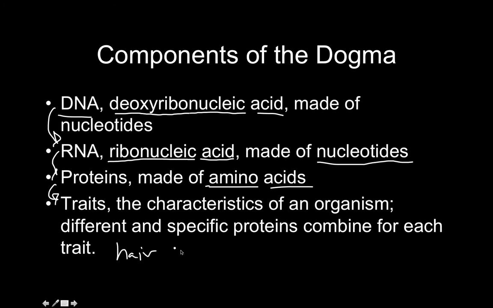So traits are hair color. What's your trait for your hair color? Is it you have a brown-haired trait? Do you have a blonde-haired trait? Maybe you have a red-haired trait? Whatever the case may be. Or your eye color trait, your height trait, you have free earlobes or attached earlobes, that's a trait as well. All of those traits are from the different proteins that were made from the RNA that originated in the DNA in our nucleus.